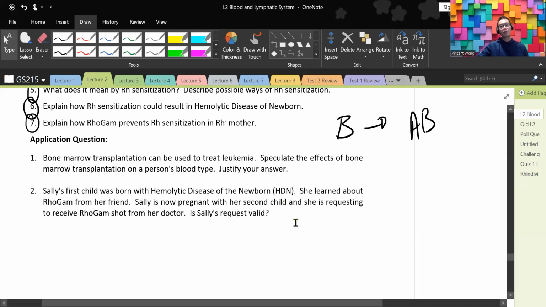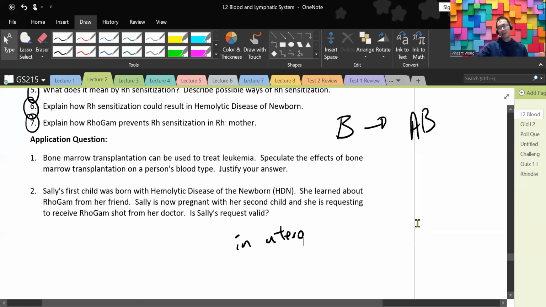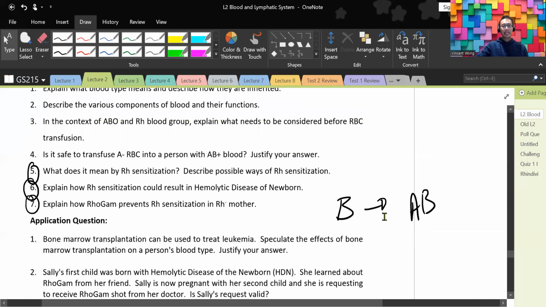So what can she do in that situation? Well, nothing much they could do really. They just have to monitor the situation, and if it's really serious, sometimes they can do what we call in utero transfusion. That means they could do a blood transfusion while the baby is still within the mother. That's of course not without risk, but sometimes that's the only thing they could do. All right. So that is that.